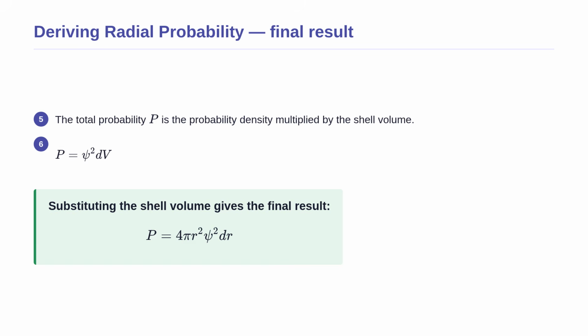By substituting the expression we just derived for the volume of the thin shell, dV, into our probability equation, we arrive at our final destination. This gives the final result. P equals 4 pi r squared times psi squared times dr. This mathematical reasoning shows us exactly how the geometry of the atom and the quantum wave function combine to give us the probability distribution plots we use in chemistry.